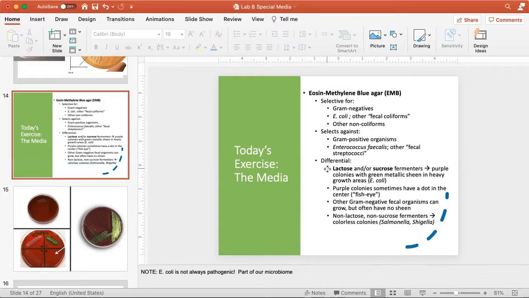How does it work? Well, if the organism is fermenting one of these sugars or both of them, we're going to get purple colonies with a very distinct green metallic sheen. And this really is a metallic green color. If you see a purple colony growing on EMB and it has a metallic green color when you hold it to the light, it's E. coli.